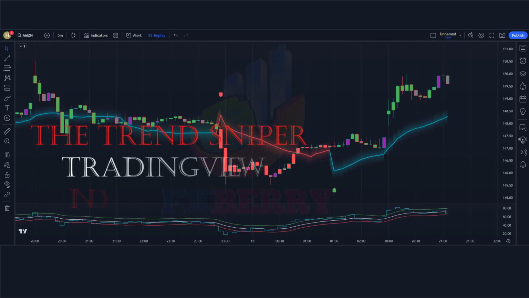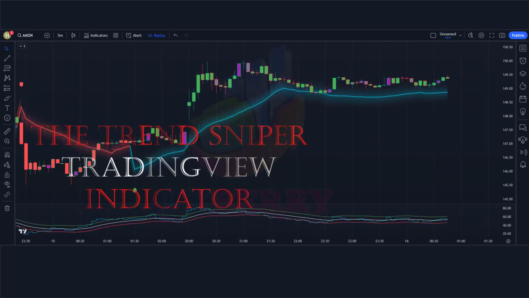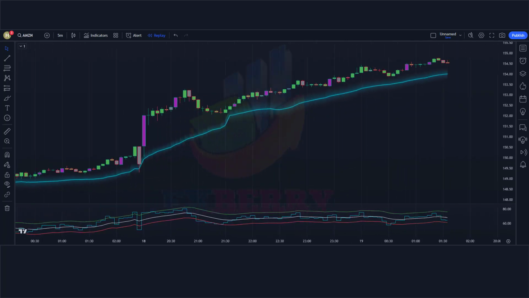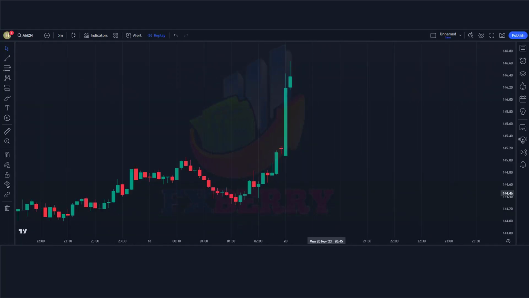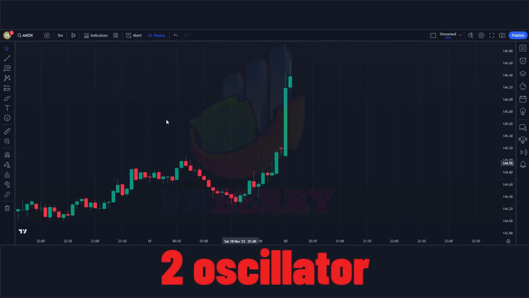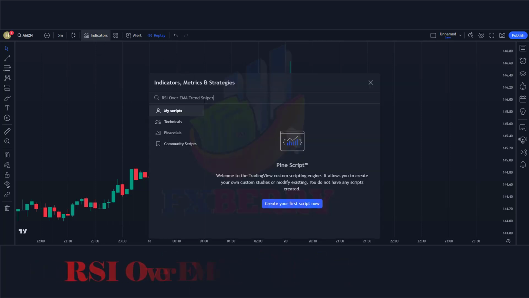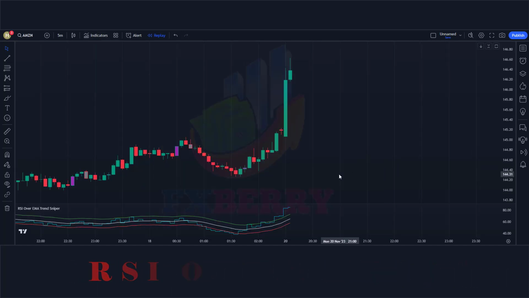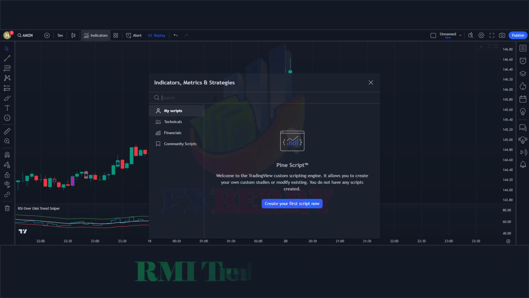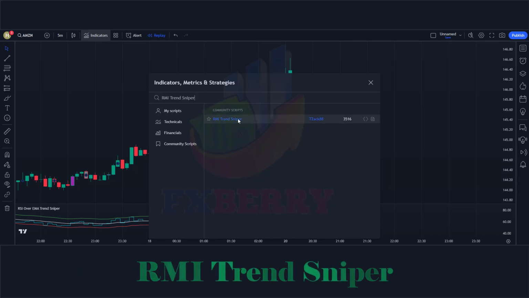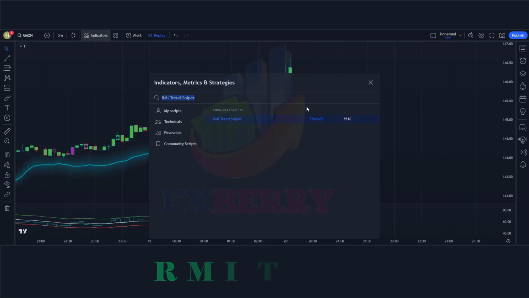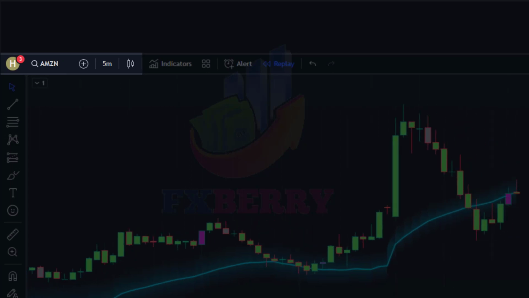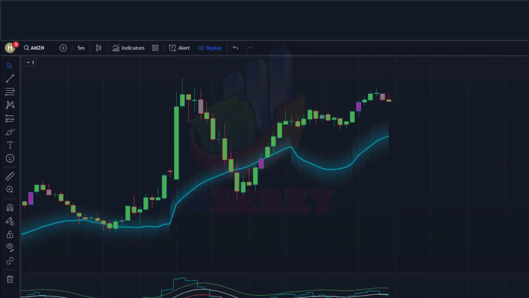The Trend Sniper TradingView indicator is a powerful tool designed to identify and analyze market trends with pinpoint accuracy. Let's see how I create my powerful trading setup. So let's get started. In this setup we would require two oscillators. First indicator name is RSI over RMI Trend Sniper. Second indicator name is RMI Trend Sniper. Setup is ready. We are going to test this strategy on 5 minutes time frame in Amazon chart.